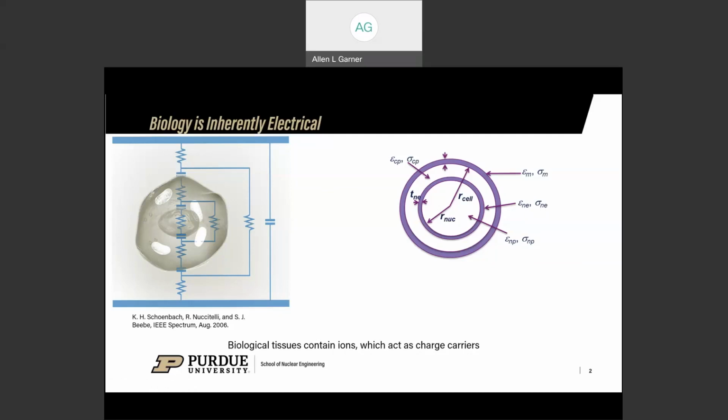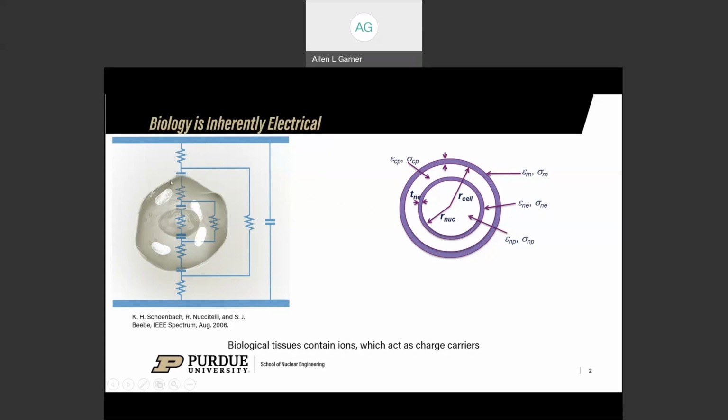Similarly, if you recall your first or second semester physics course, you may recall the definition of a capacitor. In its simplest form, a capacitor can be defined as two parallel plates with some material in the middle. That material is referred to as a dielectric, and it has some properties associated with it, most notably the permittivity. So we can take this lipid bilayer and represent it as a combination of this capacitance and this resistance.